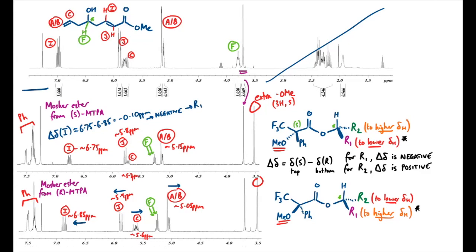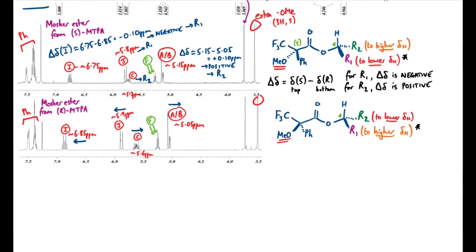Now we can do the same for J and find that J is part of R1 as well. And just having a look at, say, A and B, the delta delta value for there is approximately equal to 5.15 take away 5.05, which is a positive number. And therefore this is part of R2 on my diagram. And we can conclude the exact same thing about C. And then, in fact, we're done.